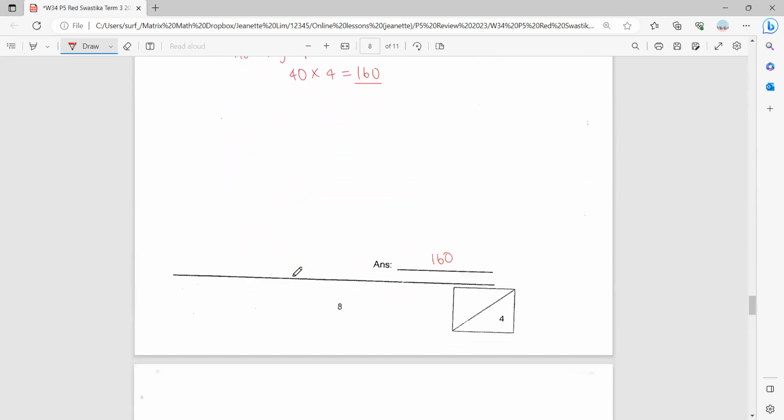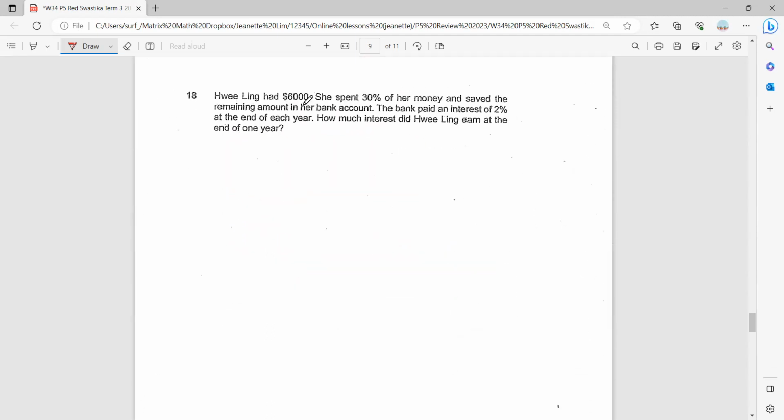All right, last question. Feeling had $6,000. She spent 30% of her money and saved the remaining amount in her bank account. The bank paid an interest of 2% at the end of each year. How much interest did Feeling earn at the end of 1 year? Okay, so originally she had 6,000. She spent 30% of that and saved the remaining. Now we need to find out what is the remaining that she saved because she took that amount and put into the bank. Okay, so let's find out what is the remaining that she has first.